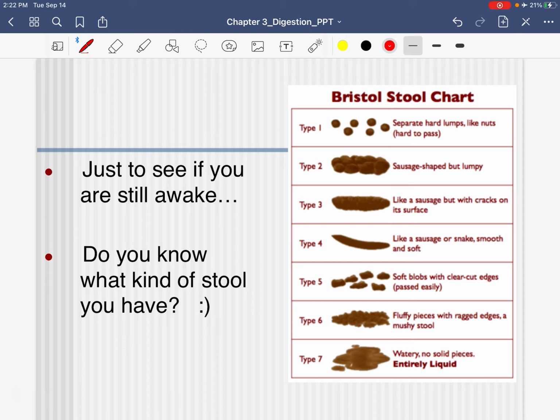I always like to include the Bristol stool chart. You don't need to know this, my friends. But we can tell a lot about how the body is working by what the poop looks like. If the poop's not right, it's telling us something very important about what's going on with our body. There's a problem. So I'm just going to throw a question out. Hopefully you're still awake. I mean, this video just started, so you should be. What do you think normal poop would look like? We have types 1 through 7.